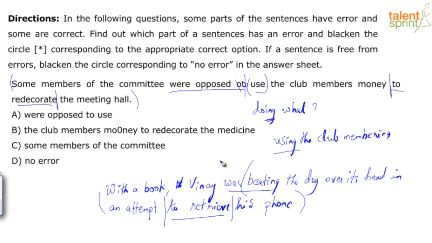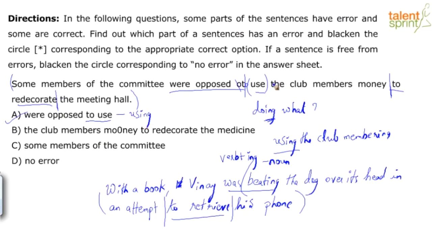I hope you know what a gerund is, right? Verb plus ing, which functions like a noun. And how do I know it functions like a noun? It answers the question what? Who, what, right? Subject, object, noun. So the error is in part A. You don't say to use, you change it to opposed to using.